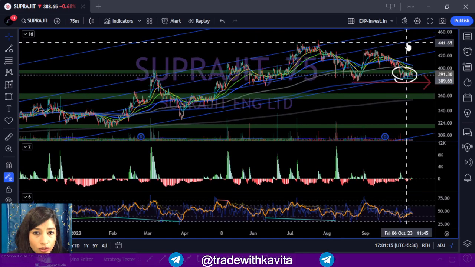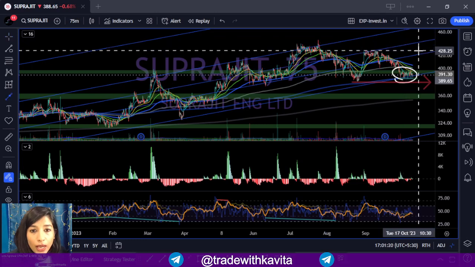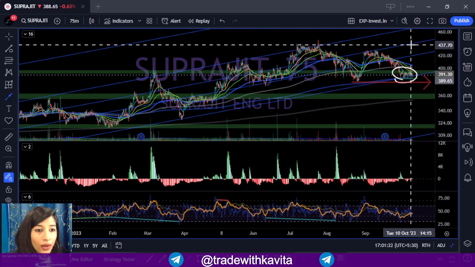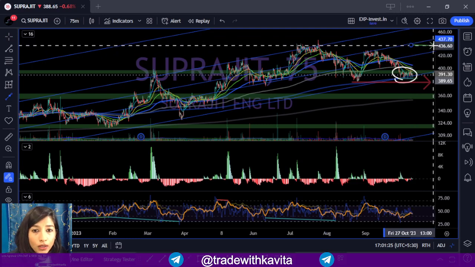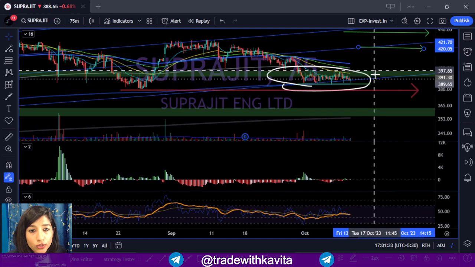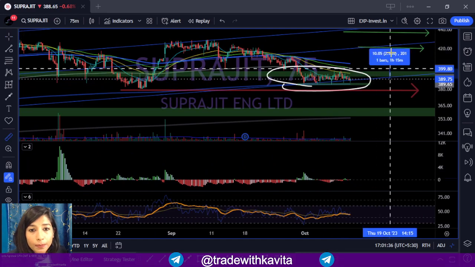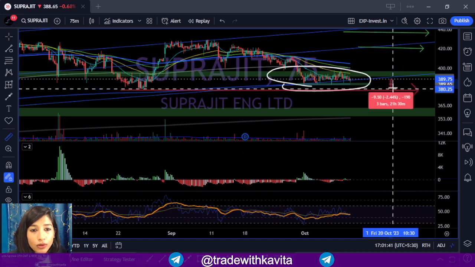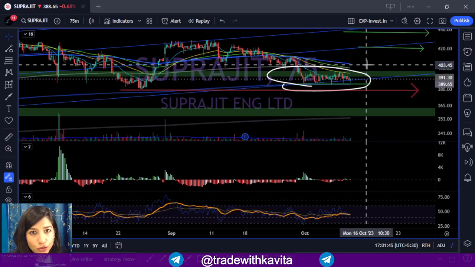So I would expect at least, if the stock resumes its rally, I would expect it to approach, first of all, this trend line. So 420 becomes your first target. What is your risk reward ratio from here? I can see that we have an upside of around 8% and a downside of around 2.5%. So that gives you a pretty comfortable risk reward ratio of more than 3.